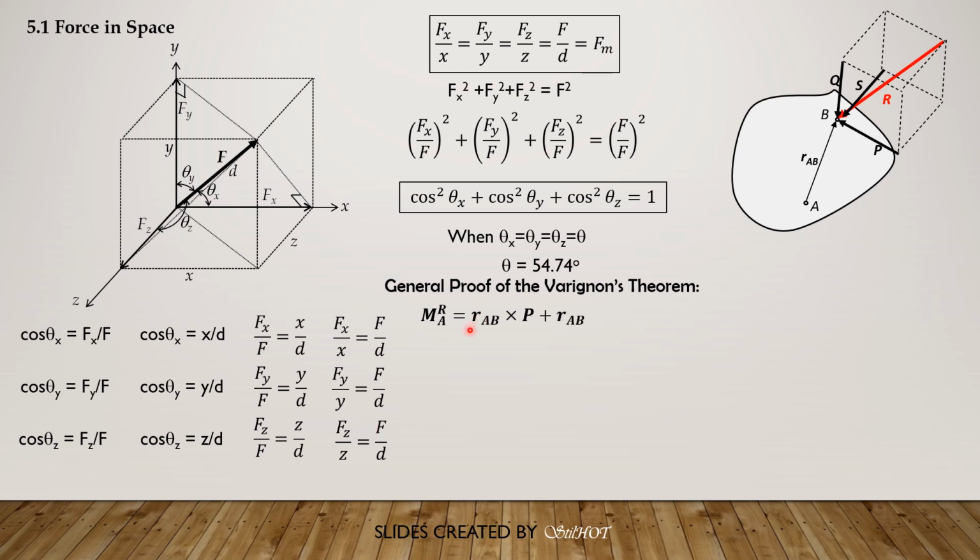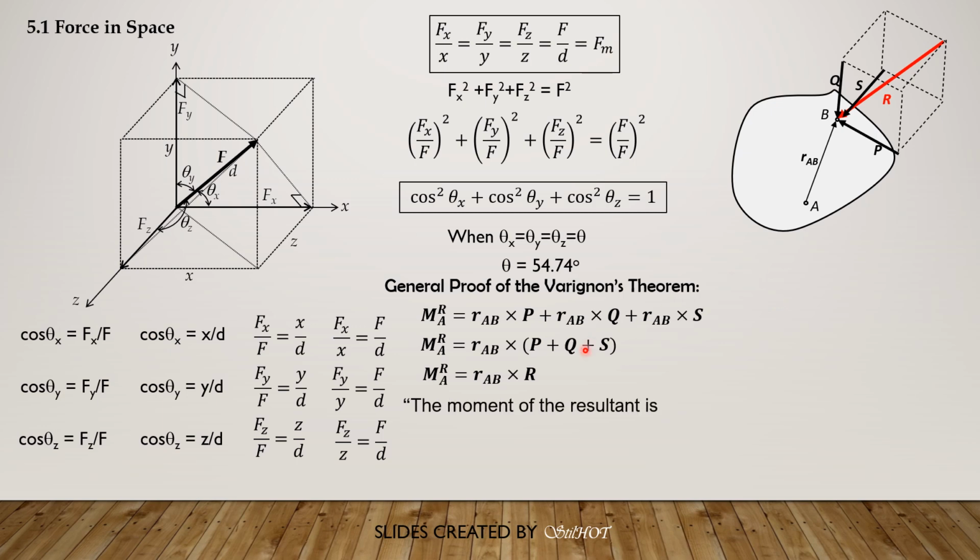So moment of the resultant about A is equal to the moment sums of these components. So we have R_AB cross P plus R_AB cross Q plus R_AB cross S. Factoring out R_AB, then we have quantity R_AB cross quantity P plus Q plus S. And take note that the sum of these components, which are concurrent forces, is simply this single resultant force R, which also acts at point B. So this is the resultant.